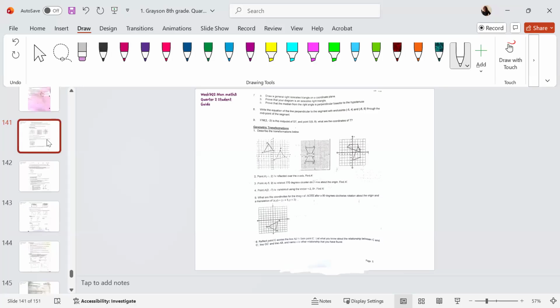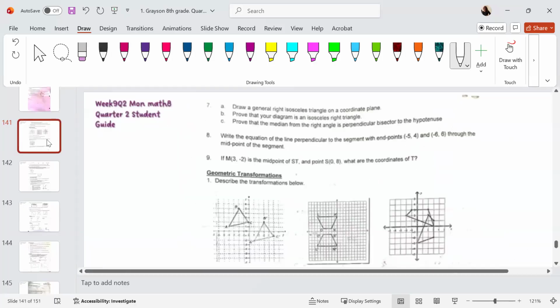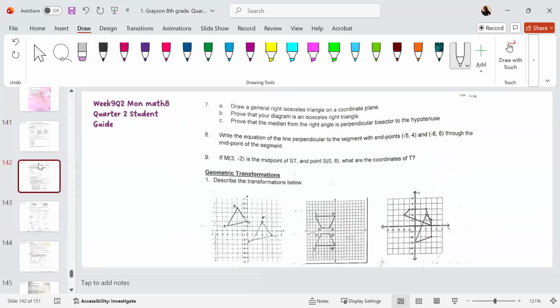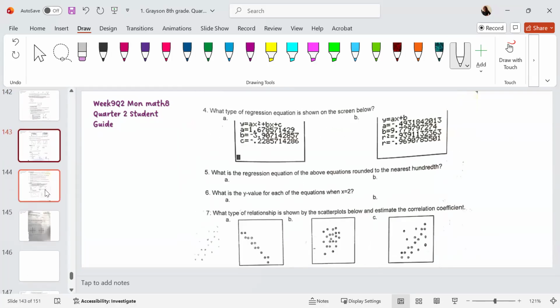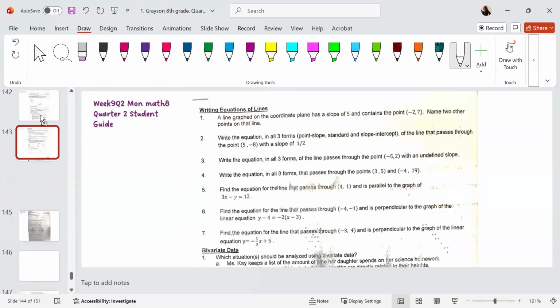Hey, Maddie, I need you guys to close that door, please. All right, study guide. This is not the first page. Is this the first page? I'm confused. No, this is the first page. Yeah.